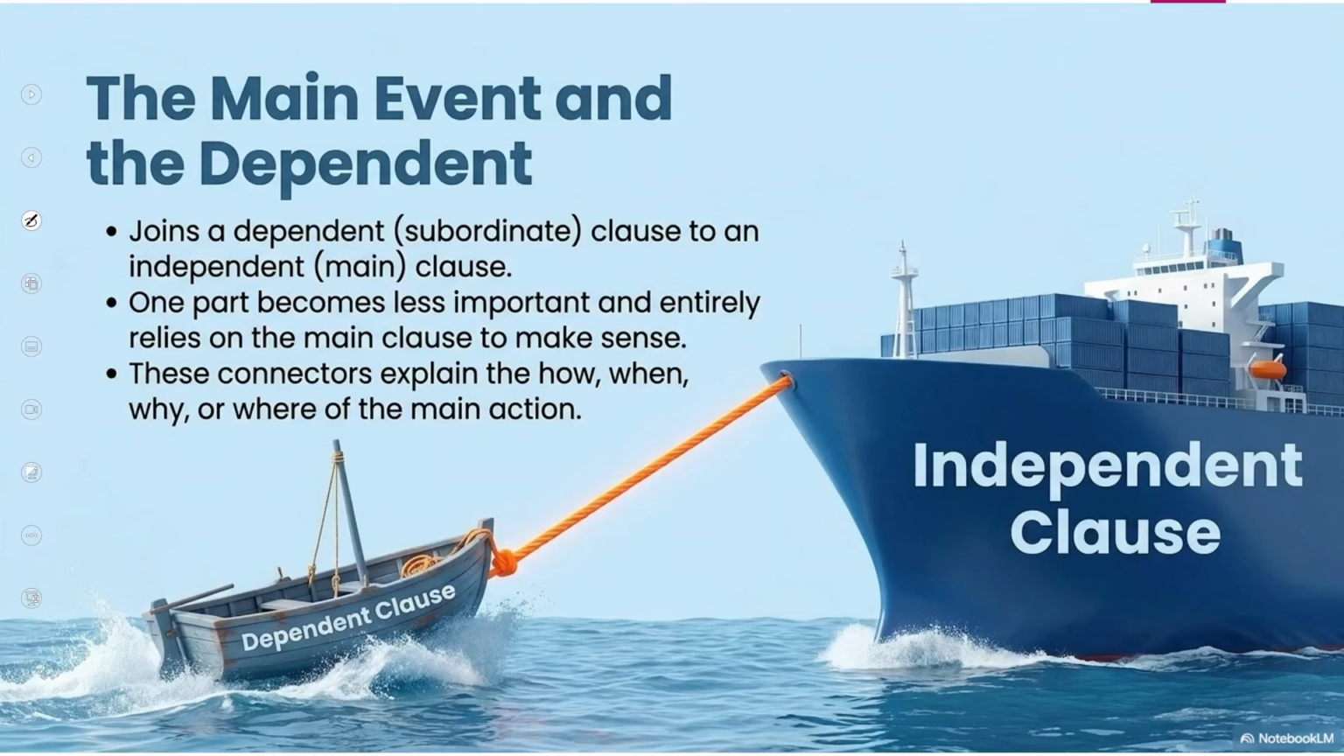Secondly, we have subordinating conjunction. Subordinating conjunction helps to join an independent clause with a dependent clause. One part becomes less important and entirely relies on the main clause to make sense. These connectors explain how, when, why or where of the main action.